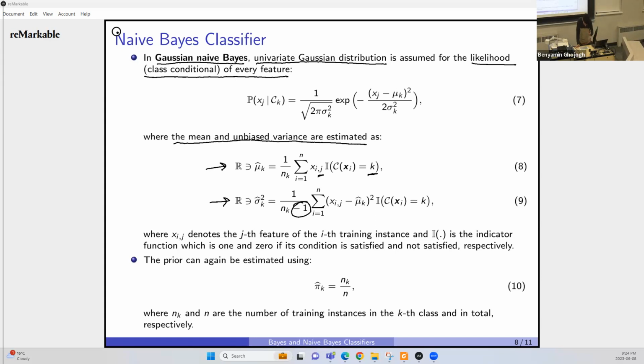Okay. Then I told you the prior also. The prior, how do we calculate the prior? Similar to how we did it for LDA and QDA. What did we do? We can estimate it by the cardinality of the class k over all of the points. Nk over N. How many points are in the kth class over the number of all of the points?